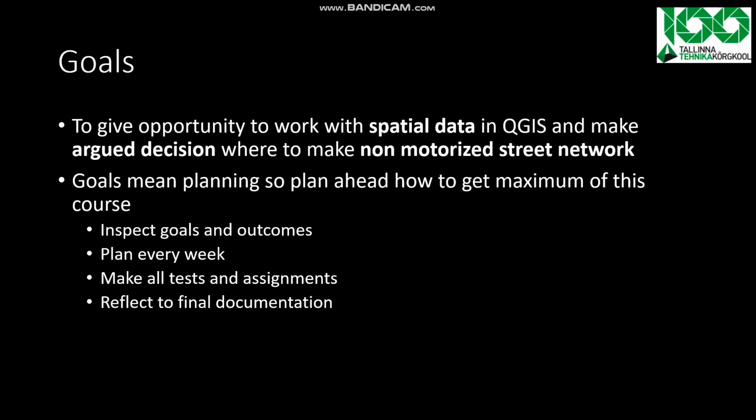Our goal in this course is to give the opportunity to work with spatial data in QGIS and make an argued decision about where to make the non-motorized street network. So, like I said, we have to use spatial data. We want to make an argued decision where we should make those non-motorized streets. That is our output, the non-motorized street network. For that, we have to take spatial data, manipulate it, and interpret it. So you have to plan a little bit.